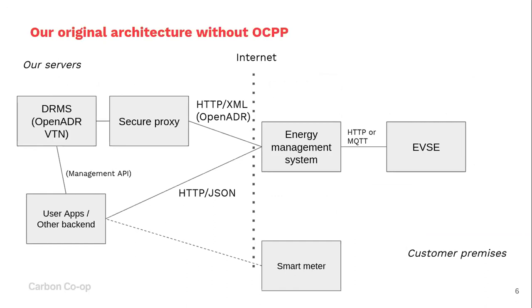So this is a picture of the architecture of our system before we tried to add OCPP into it. Because we have multiple appliances in the home, we have introduced an energy management system here alongside the smart appliances themselves. And this is connected to our backend services by various means.